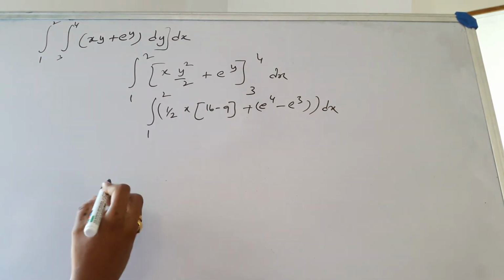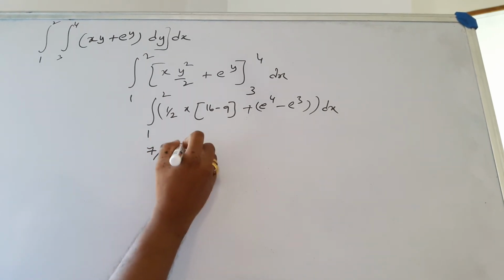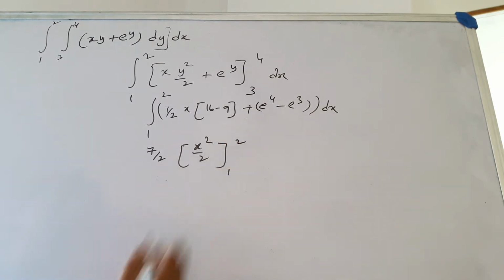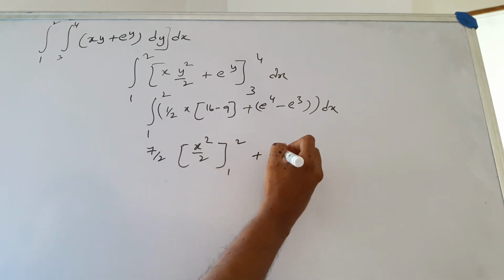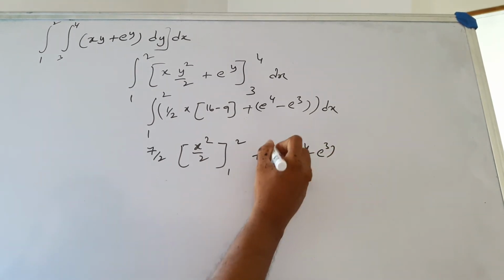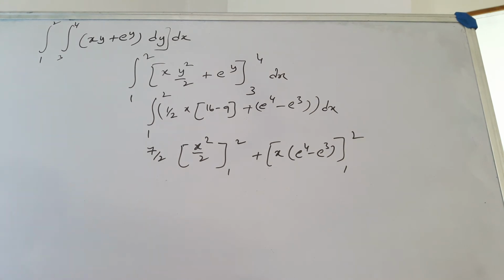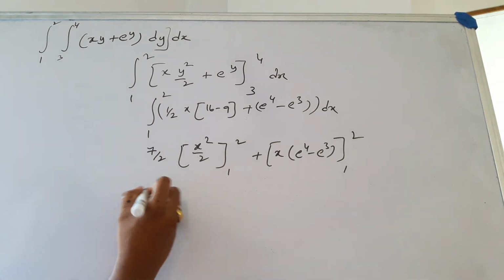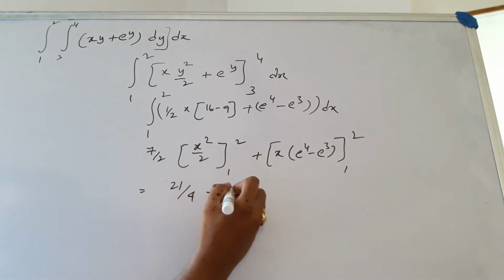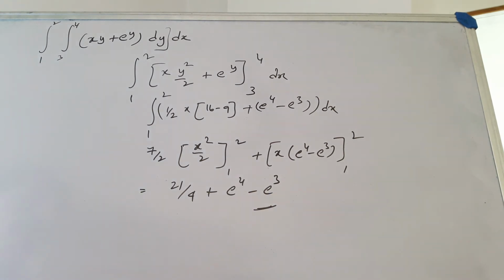Now again, integrating with respect to x, I get x square by 2 for the limits 1 and 2, and this is x e to the power of 4, e to the power of 3, and this is 1 to 2. And I substitute this, I get this as 21 by 4, and e to the power of 4 minus e cube.